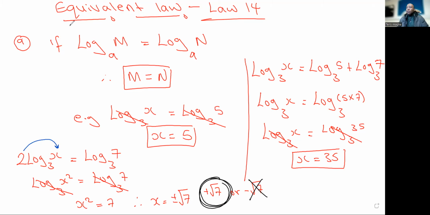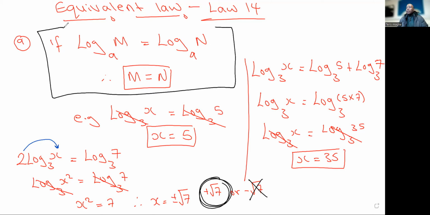Okay, so the same thing. When you're doing the equivalent law, that's the first one, the A part we just talked about, all right? When you're doing this, make sure you don't have any coefficients in front of the log. And also you can only do this when you have only one log on both sides. So let's go to the next one, the B, okay?